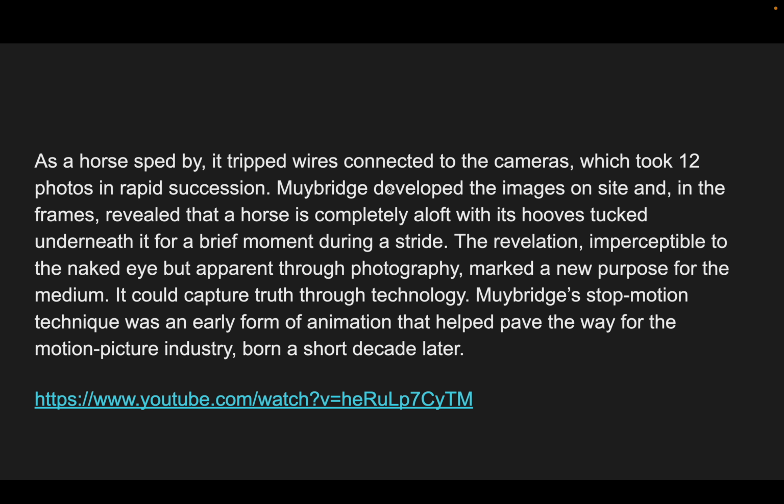So he set up 12 different cameras, and the horse was basically speeding by and tripping the wires that were connected to the cameras, basically letting the 12 cameras go off and take photos. And Muybridge developed the image on site, and the frames revealed that a horse is completely aloft with its hooves tucked underneath it for a brief moment during a stride.